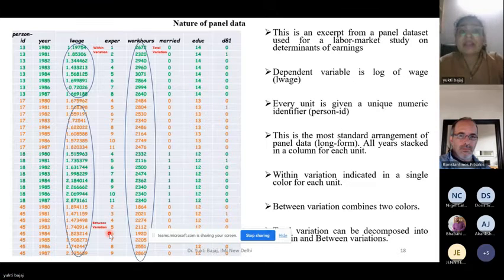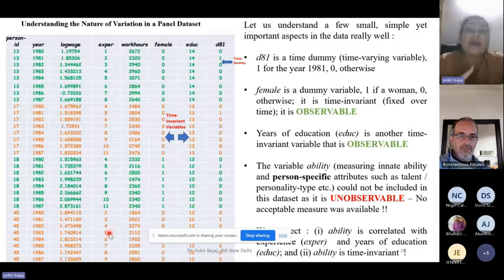Great. Now, as we move ahead, why are we understanding these variations? Why is there a need? Let's connect the dots now. So now we'll go more in depth into this data. One thing that we need to know is, if you look at this variable D81, what does that mean? It's a time dummy.